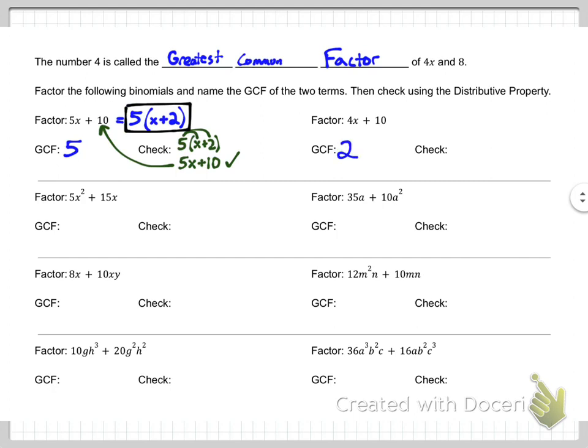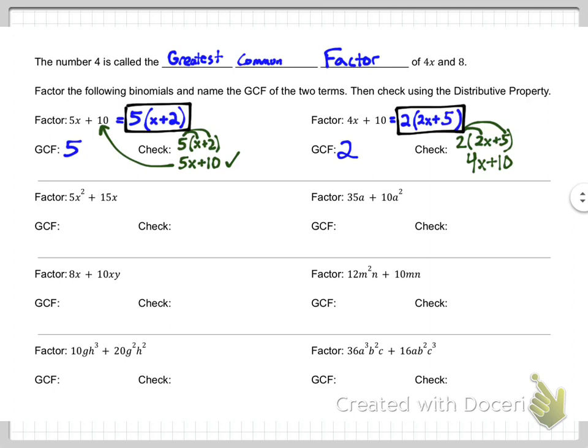The next one, the GCF is 2. So I'm going to write down a 2, and then after, in parentheses, I'm going to write what you get when you divide out or take out the 2. Well, what's left over? There's 2x, and then there's a 5. So let's check and make sure we got it all correct. 2 times 2x plus 5, distribute it, you get 4x plus 10, so we were correct. 2 times 2x plus 5 is the factor.